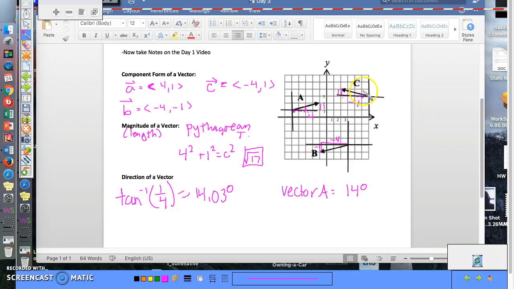But if you notice vector B, it's in that third quadrant, so vector B would have to be 180 plus 14. It's like that reference angle. So we have 194. And then vector C, it's less than 180, so 180 minus 14 would be 166 degrees.